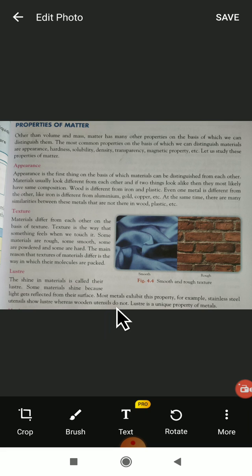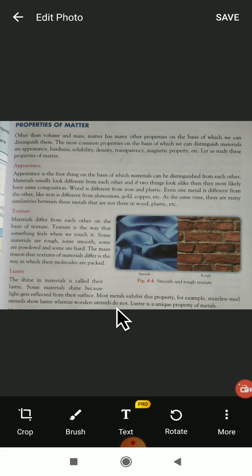Some materials shine because light gets reflected from their surface. As you all know, if you take any steel plates in your home, that material will shine. When you hold it near the sun, it will reflect. So it has a shiny nature, we can say.